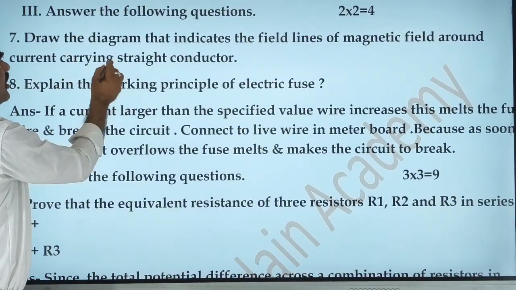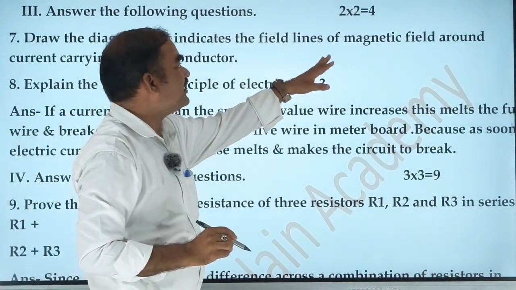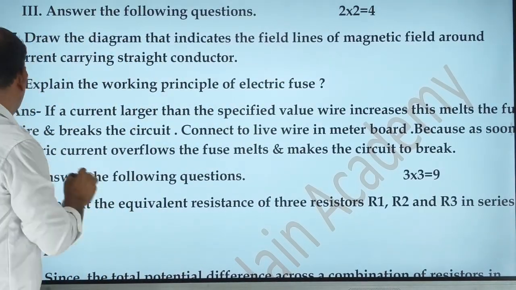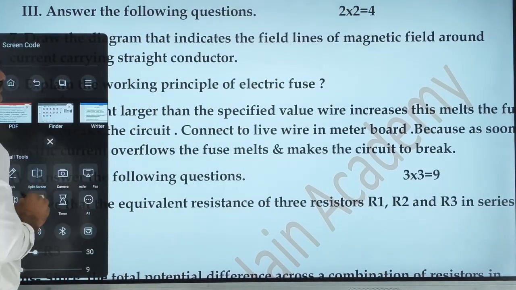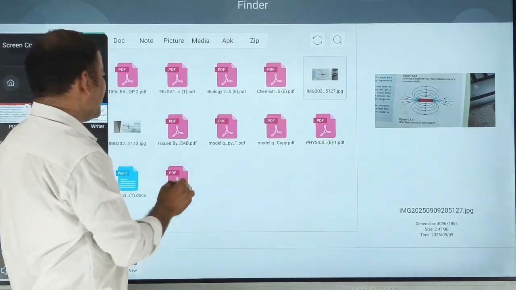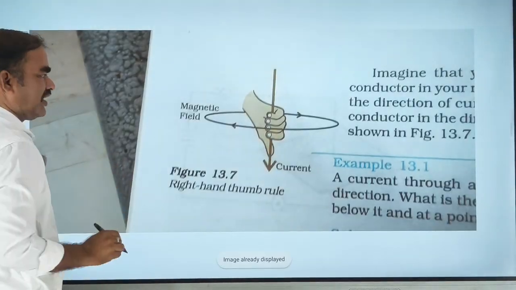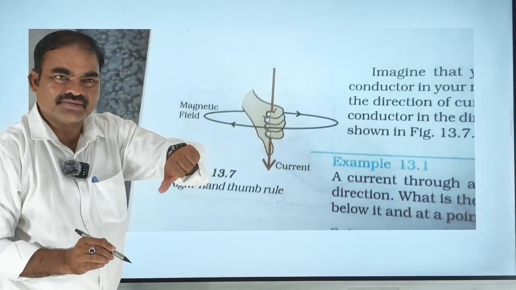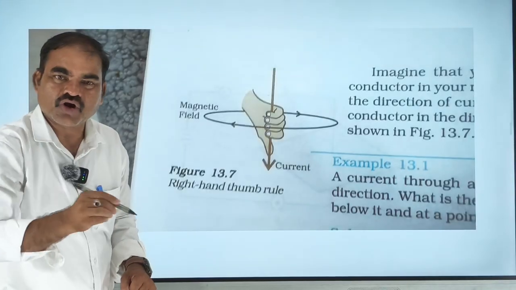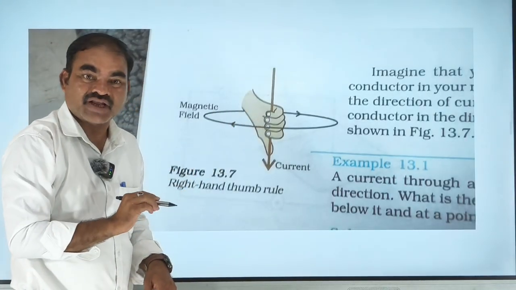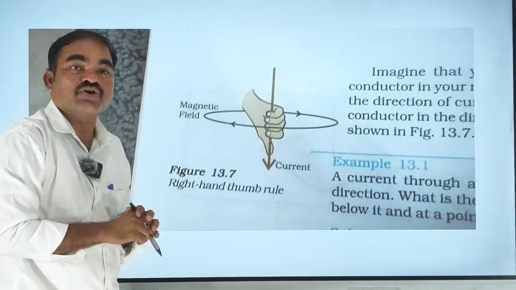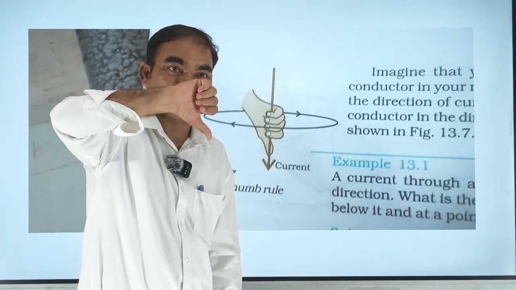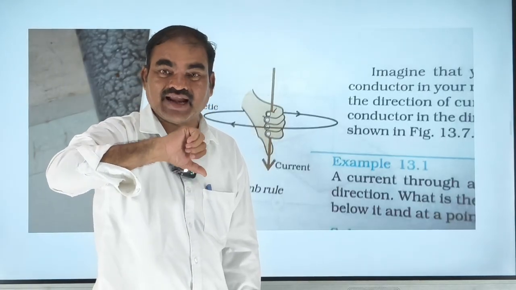Next question. Draw the diagram that indicates the magnetic field around a current carrying conductor. In a current carrying conductor, you can see here, there is no need to draw your hand. Just draw one line and a circle around it. This is also called the right hand rule, the right hand thumb rule.